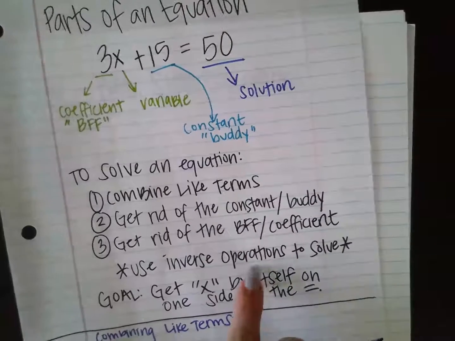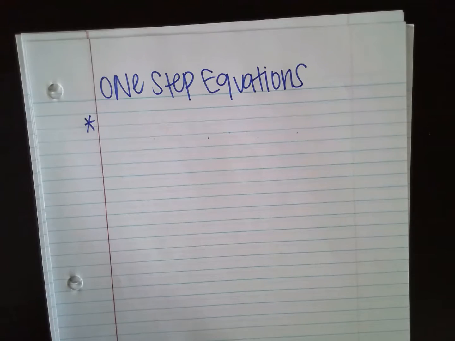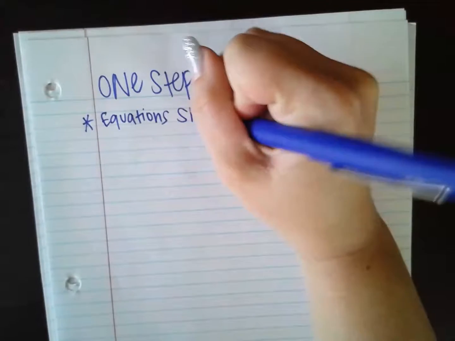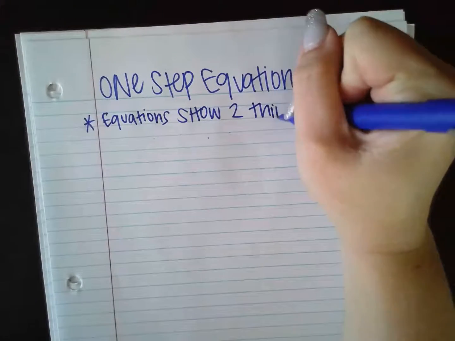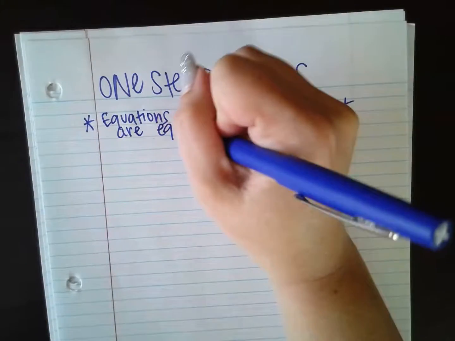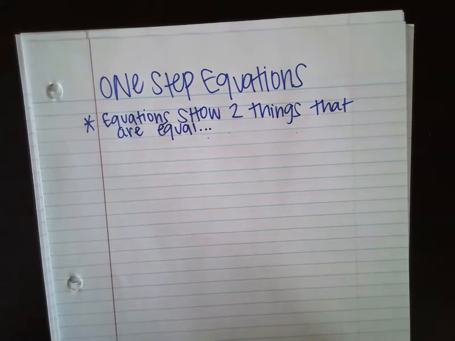Now, before we start actually going through and solving equations using these steps, we need to understand how we are going to solve these equations. What does it mean when we're going to use inverse operations? Okay, so from our class discussions before, equations show two things that are equal. I think we can agree that the equal sign is showing us there's two things that are the same.